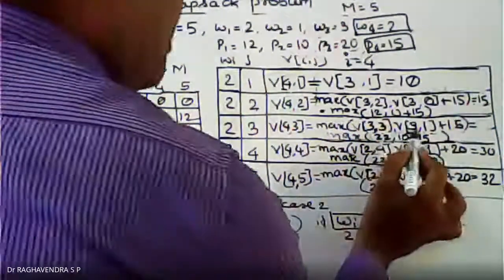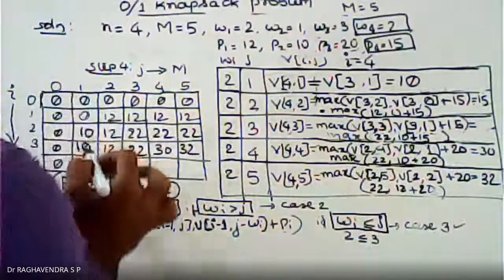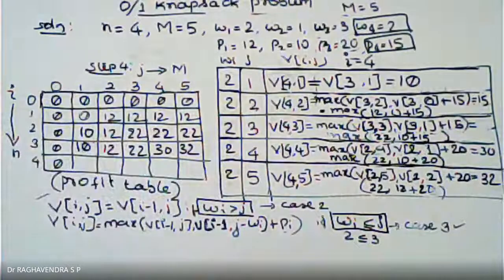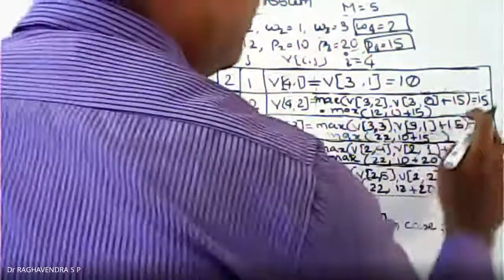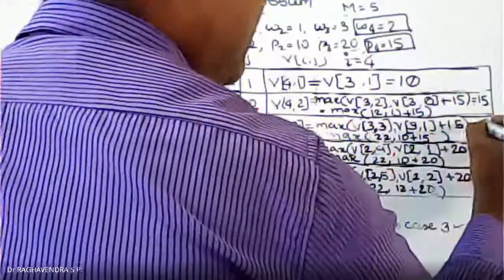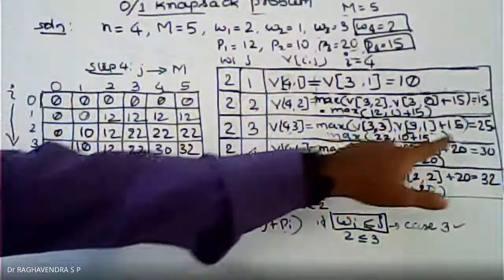Okay, 3 comma 1 is 10. So we have 25 as the answer. Correct? 25. Yes, sir.